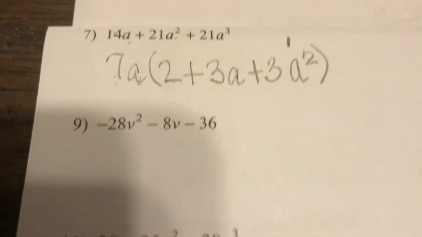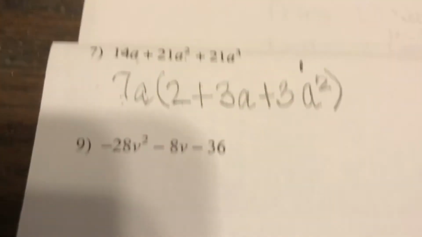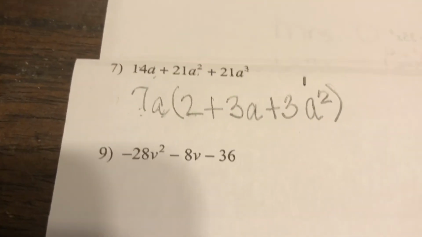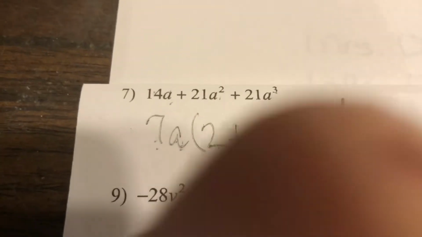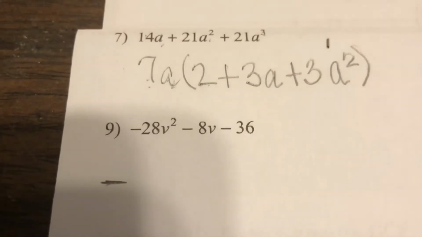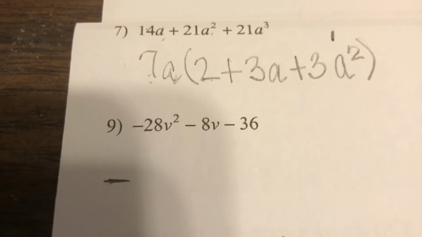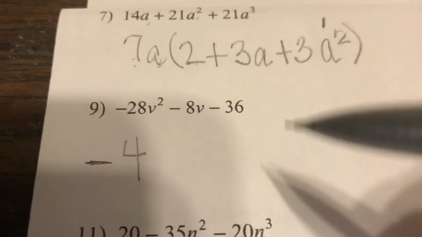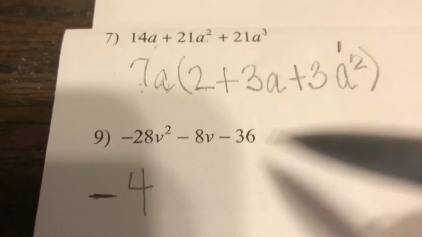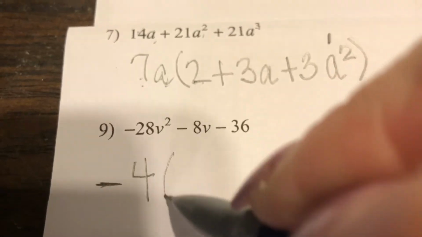And then let's take a look at number 9. Number 9, I have a 28, I have an 8, and I have a 36, and they're all negative. So if they're all negative, I know the GCF I'm going to pull out is going to be a negative. And 28, 8, and 36 are all divisible by 4 also, so I'm going to pull out a negative 4.